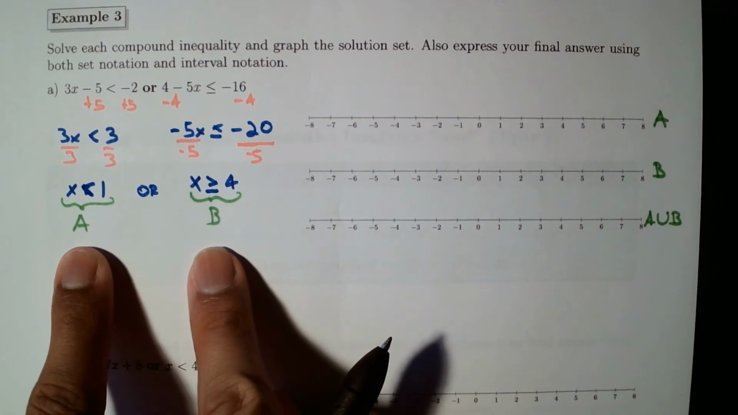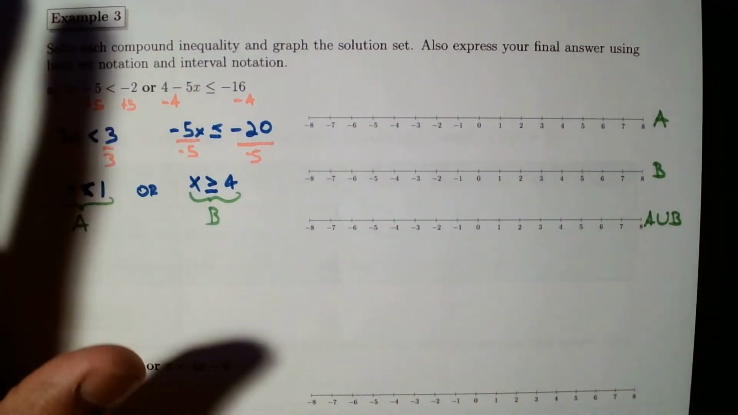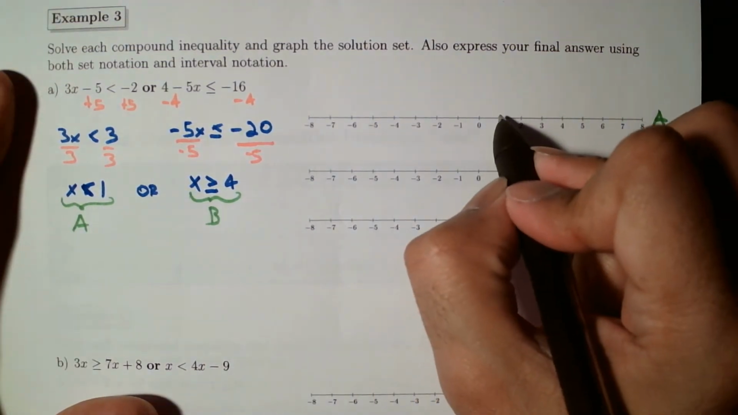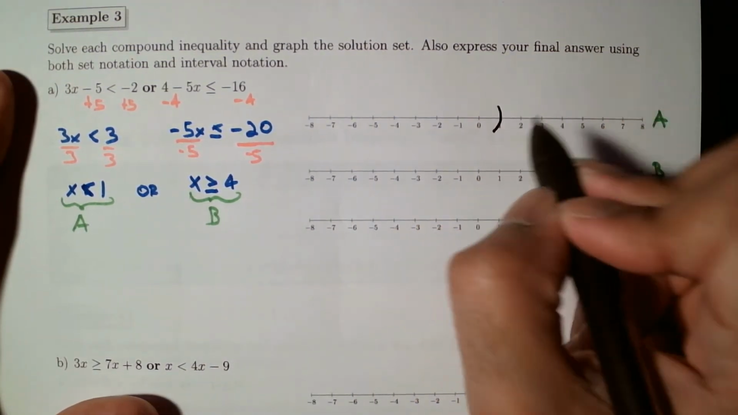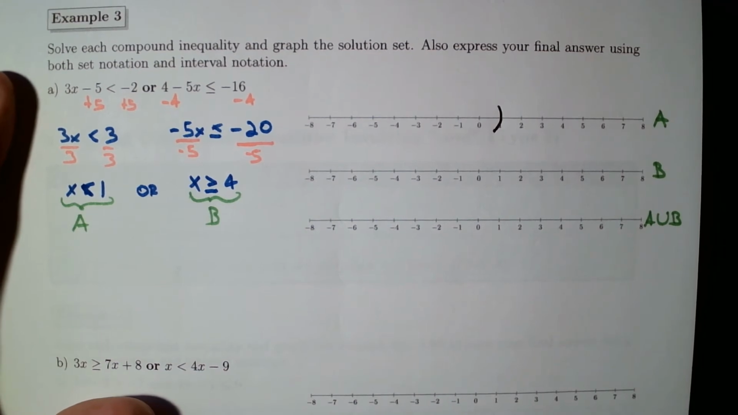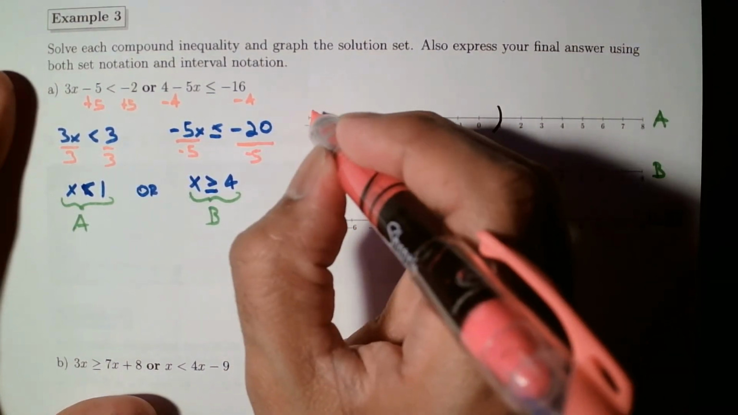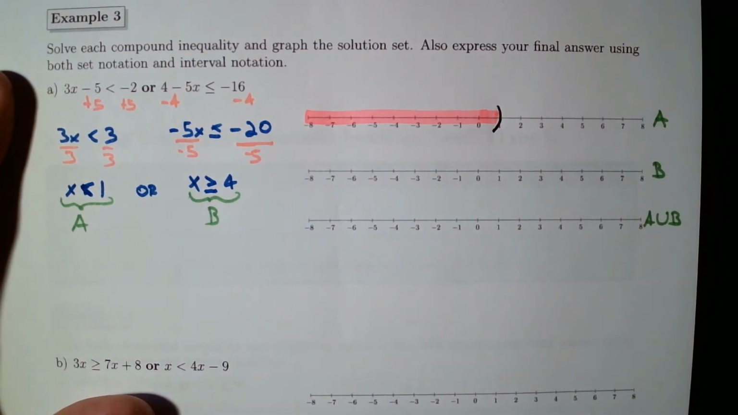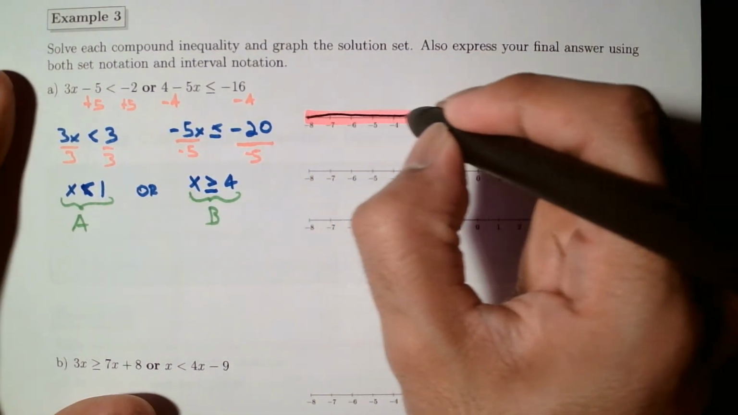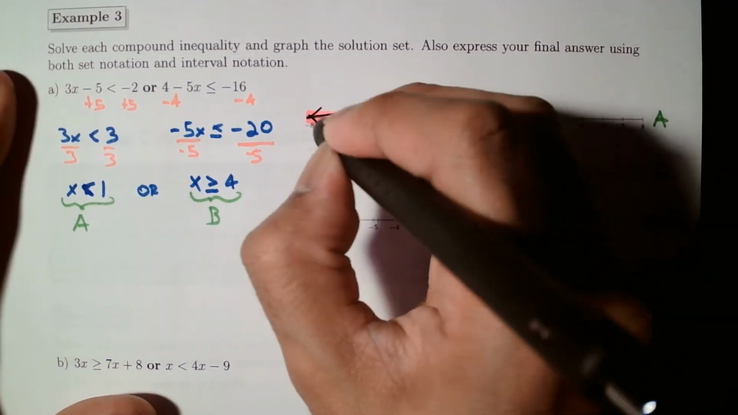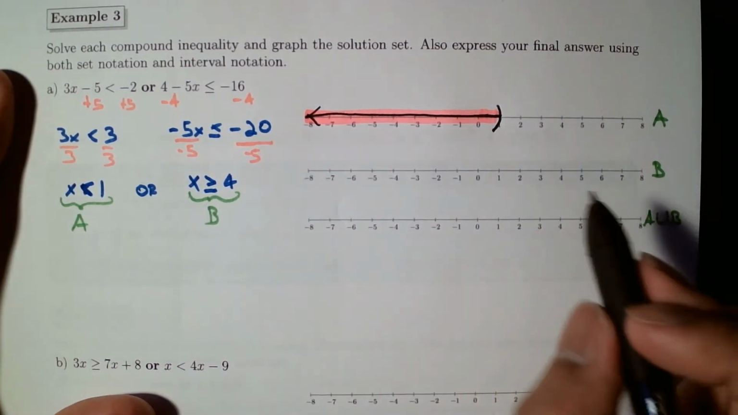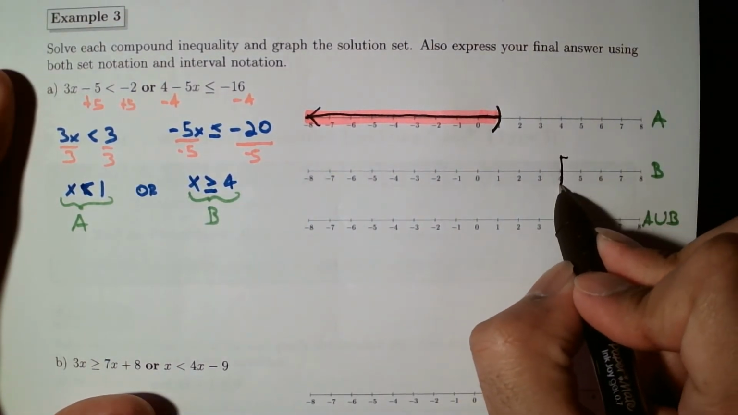Let's put this together and shade. So all the numbers of x that are less than 1, well, like this. And then I'm going to shade this way, right? And then for set B, what do we have? Well, x greater than or equal to 4, we go from 4 and on.